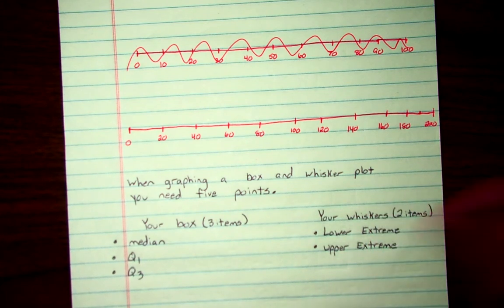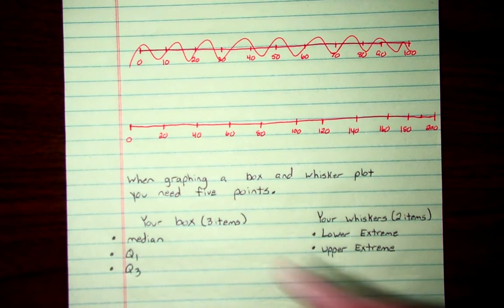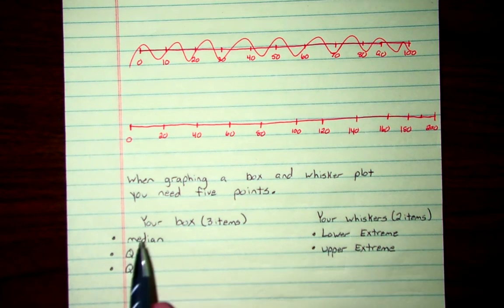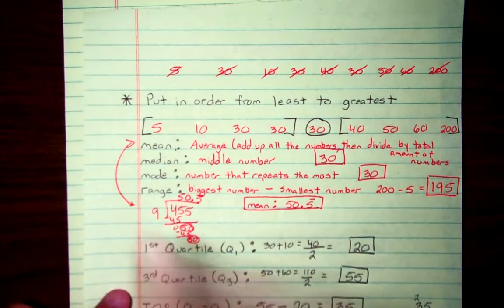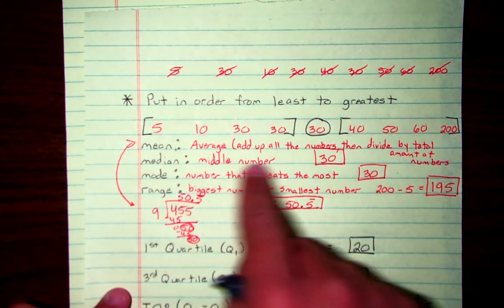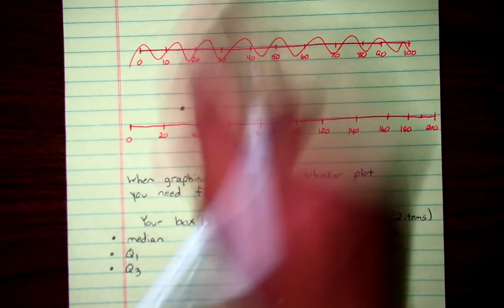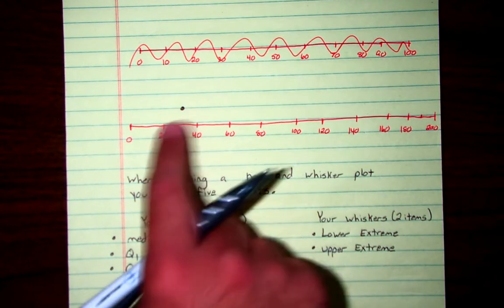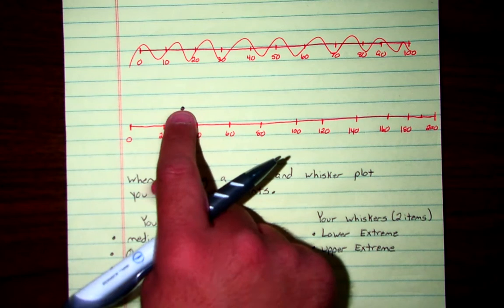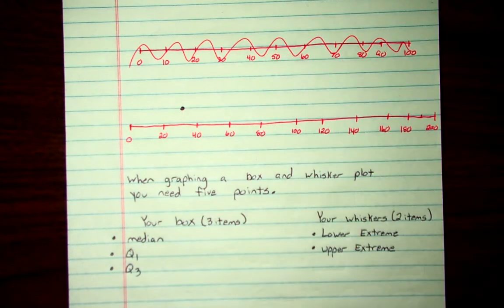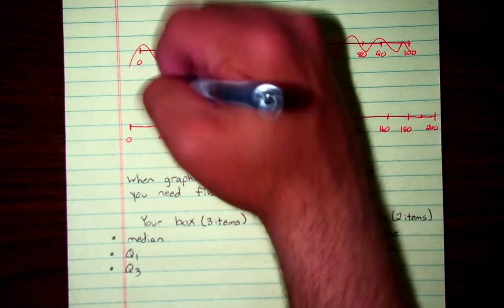I'm going to start by plotting. I need my box first, so start with your median. So I go back to my data that we did. Your median, your middle number, happened to be at 30. So I need to put a dot right here at the 30. Notice how I'm going above my number line. That way I can separate my data and you can see my actual box and whisker plot. Okay? Now I'm going to label them right up here. Median.